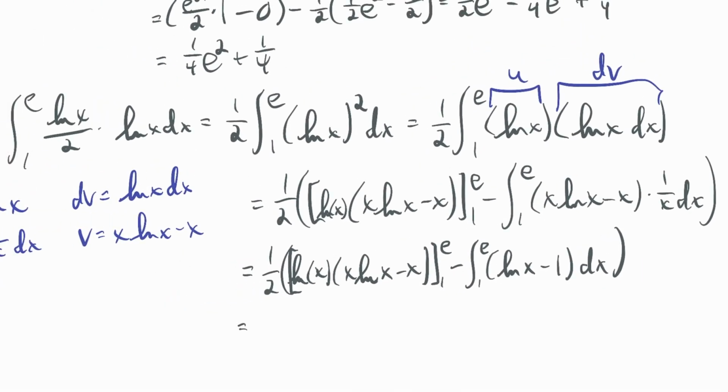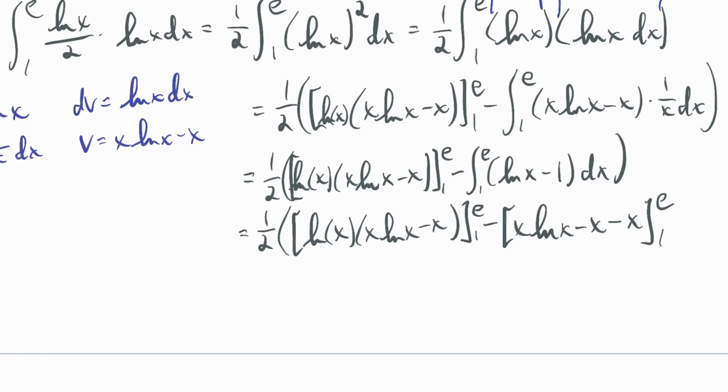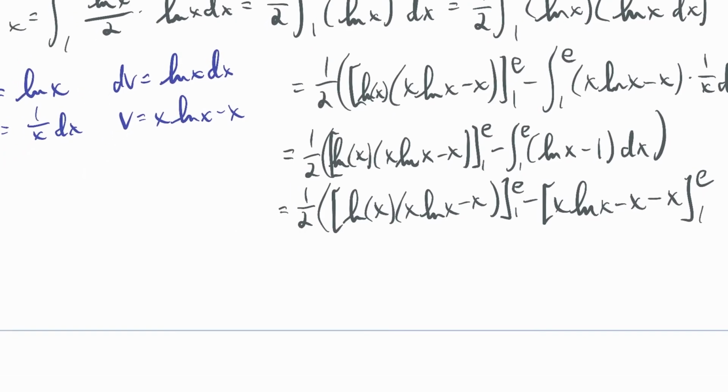So this is 1/2. Try to write it more neatly this time. Ln of x times x ln of x minus x evaluated at 1 and at e minus x ln of x minus x, right? Antiderivative of 1 is x, evaluated at 1 and at e. Okay, so there's probably some clever algebra we could do. I'm not going to bother trying to be clever. We'll just kind of brute force it.